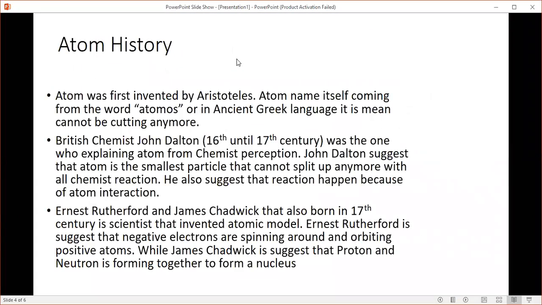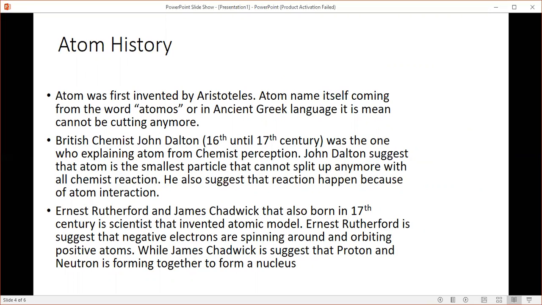Okay, we will soon know the history of the atom. So, the atom was first invented by Aristotle, a Greek philosopher. The name atom itself comes from the word atomos, which in ancient Greek means cannot be cut anymore. So it also means atom is the smallest thing that cannot be separated anymore.